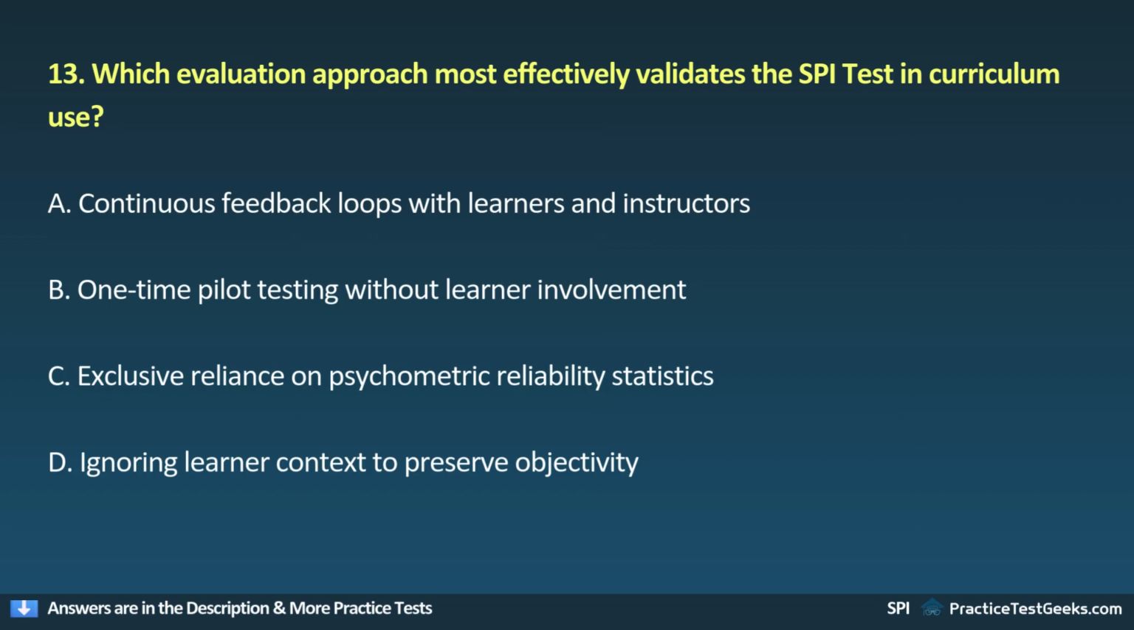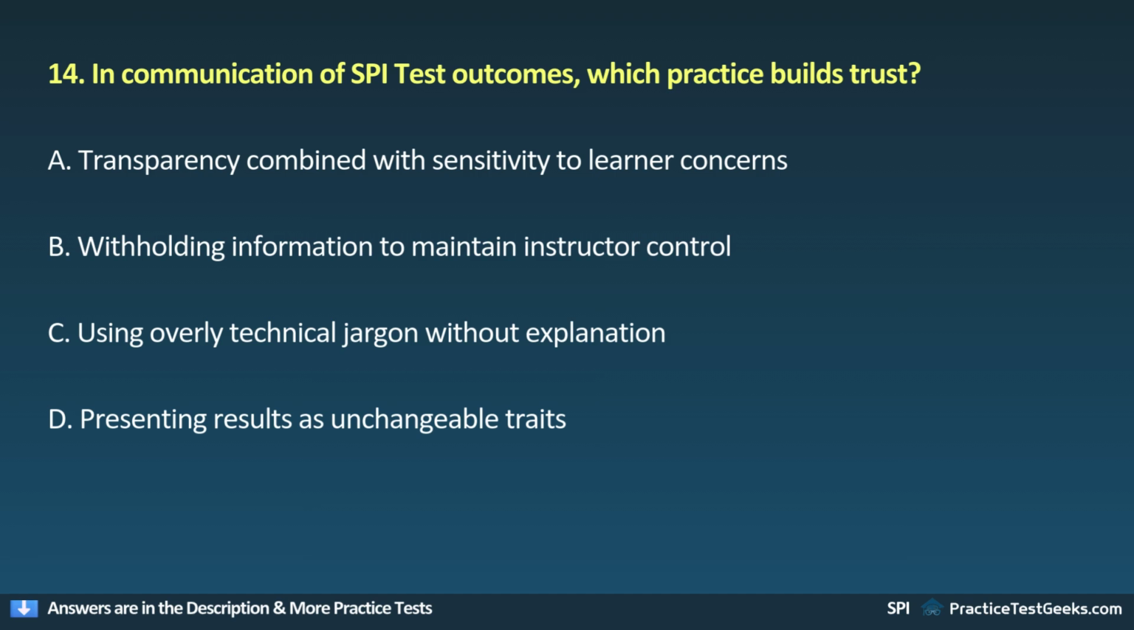13. Which evaluation approach most effectively validates the SPI test in curriculum use? A. Continuous feedback loops with learners and instructors. B. One-time pilot testing without learner involvement. C. Exclusive reliance on psychometric reliability statistics. D. Ignoring learner context to preserve objectivity.